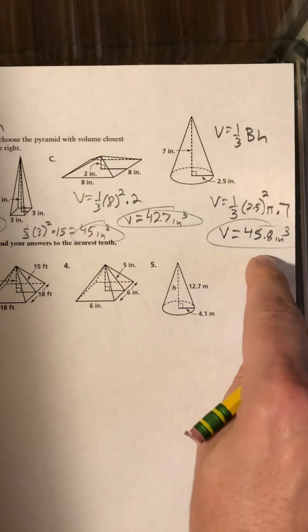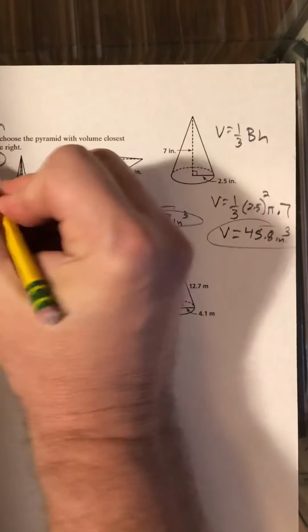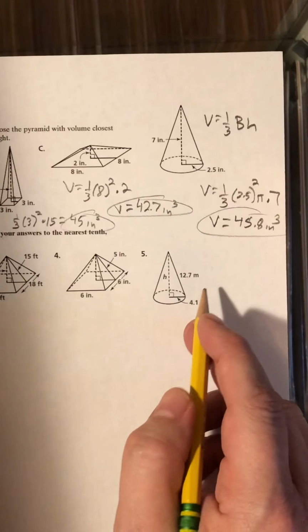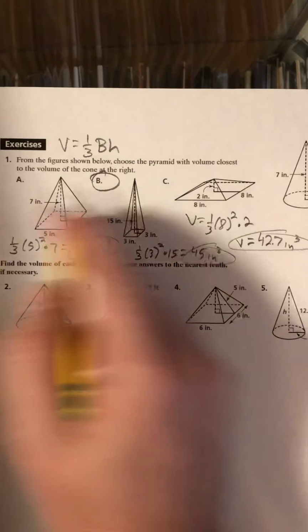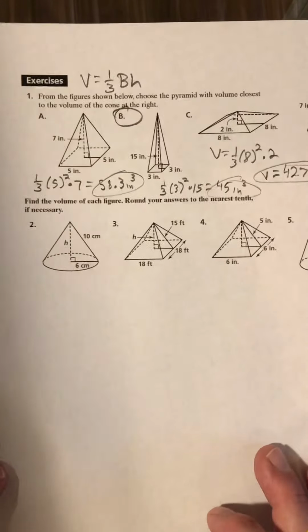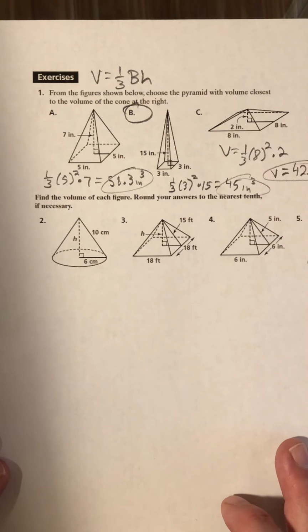So the one that's closest would be pyramid B over there, because it's 45 cubic inches and this is 45.8. So it said choose the one that's closest to the volume of the cone at the right. Okay, so down here at the bottom, it says find the volume of each figure, round your answers to the nearest tenth if necessary.